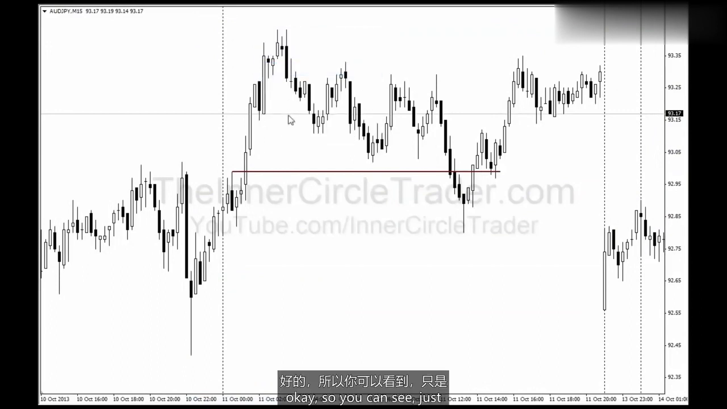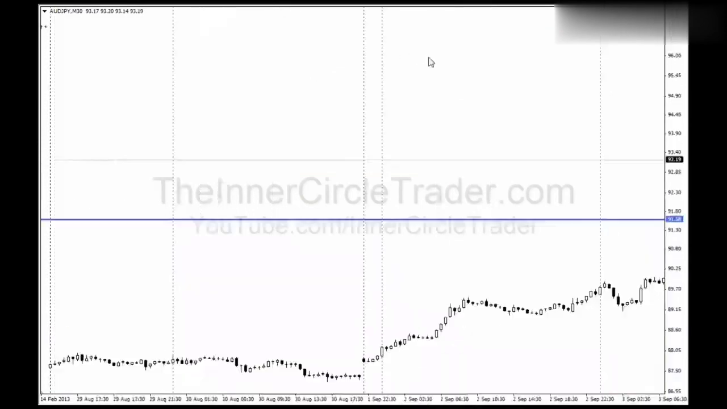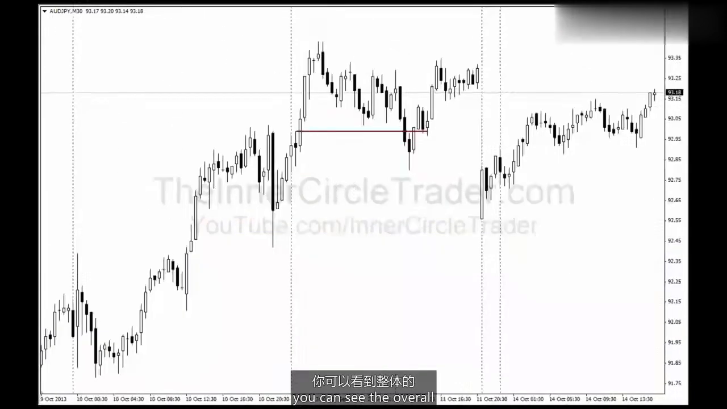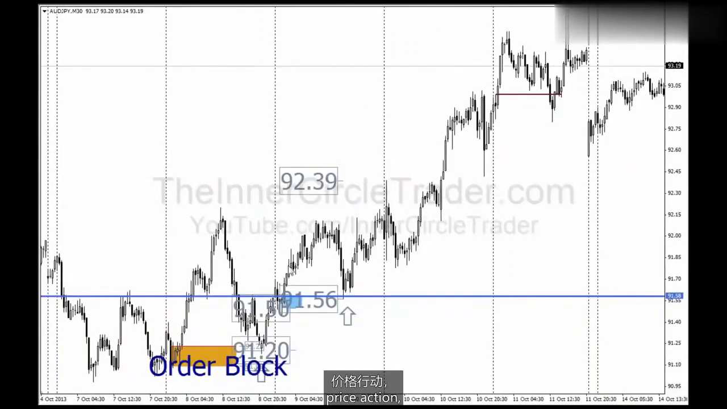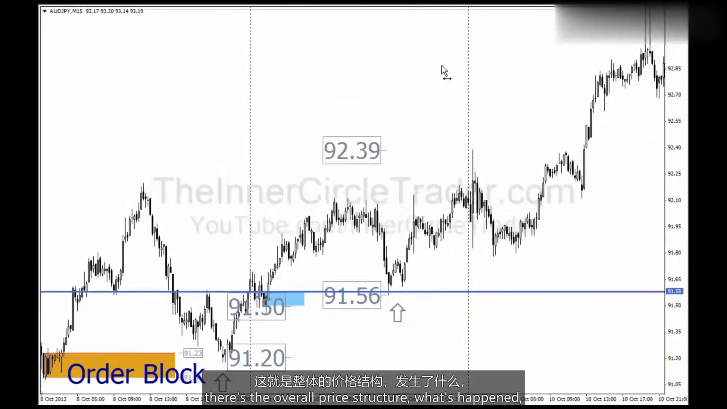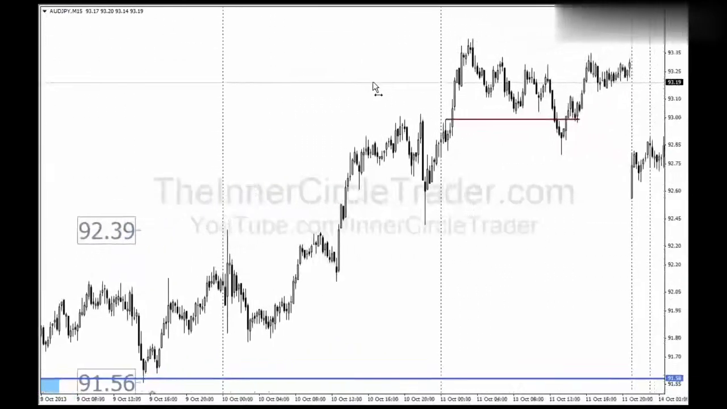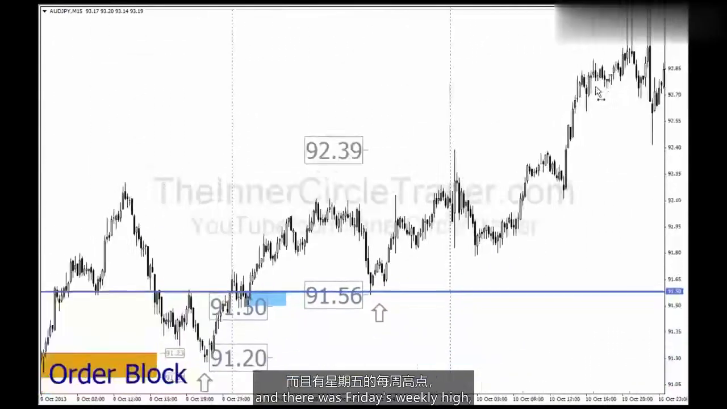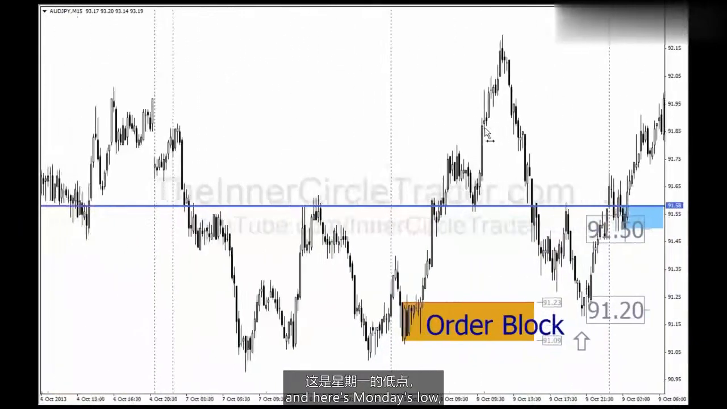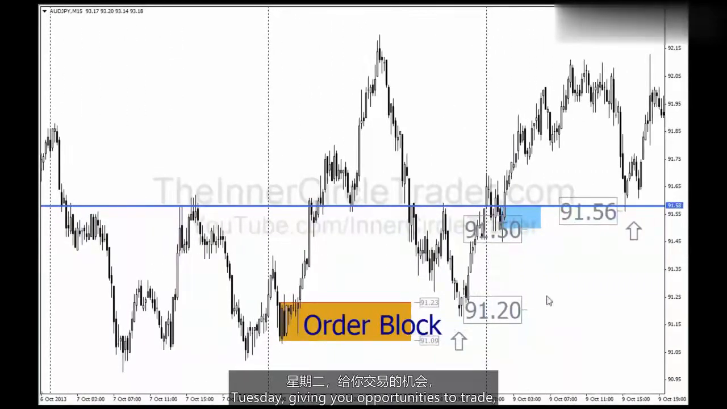Okay, so you can see just in one pair, on a 30-minute chart, the overall price action. Actually, go down to a 15-minute chart, a little bit cleaner. There's the overall price structure, what's happened. Okay, and there was Friday's weekly high, and here's Monday's low on the week. Tuesday giving you opportunities to trade.